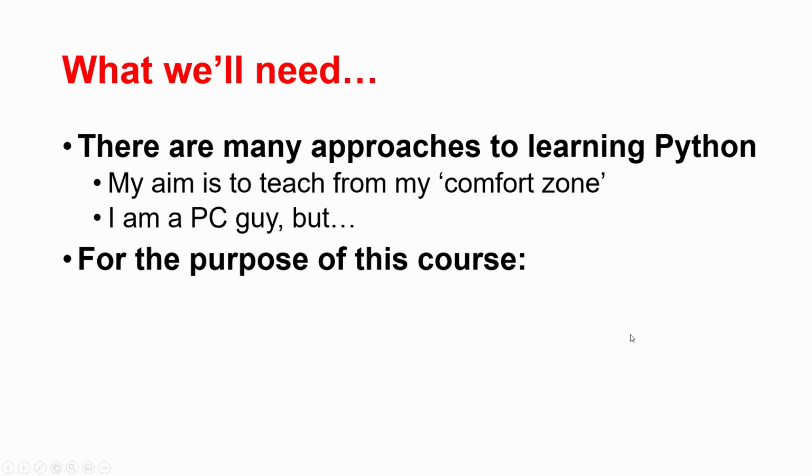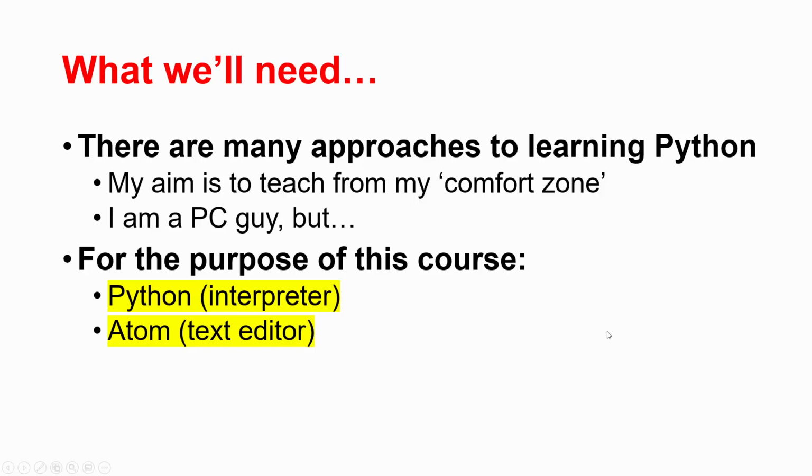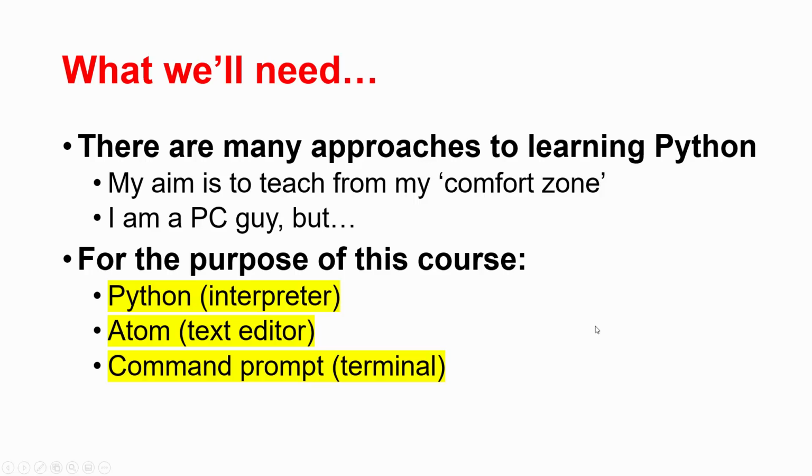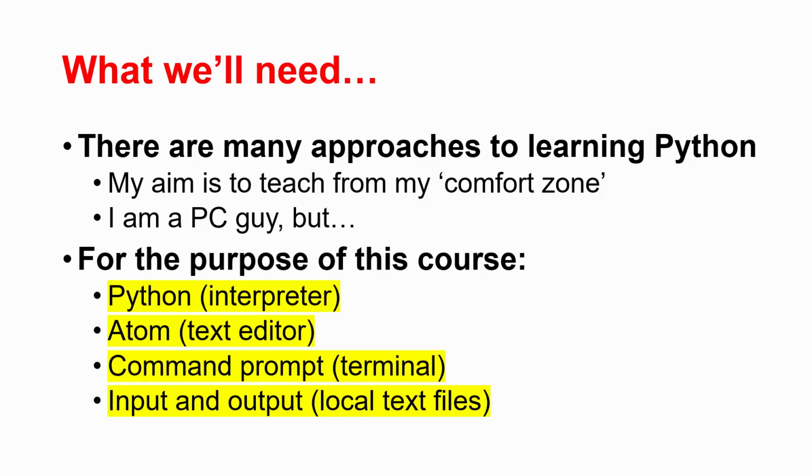For the purpose of this course, we only need a couple of things. First of all, we need to install Python, or basically the Python interpreter. It's what we use to run our scripts, to interpret our scripts, to read them. Next, we'll need a text editor, and I really like Atom, so we'll be using Atom. Next, we'll be needing the command prompt, which we don't need to install because you already have it on your computer. The command prompt is basically the program or interface that we use to run Python in order to interpret the scripts that we write using Atom.